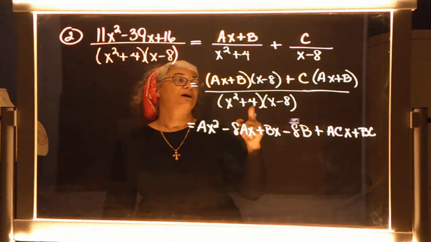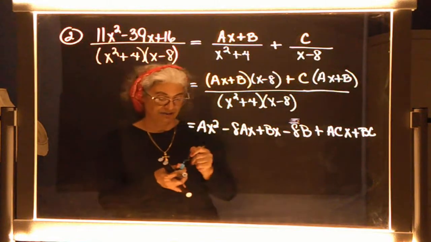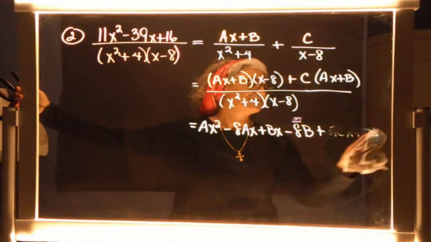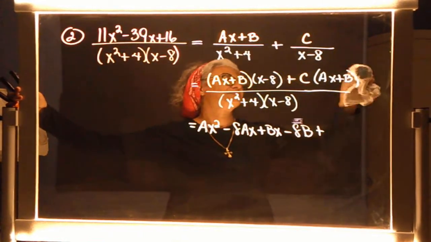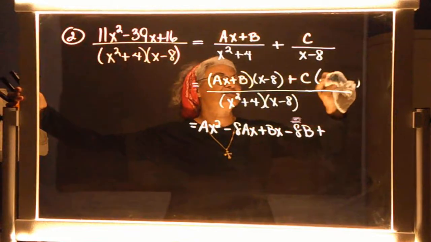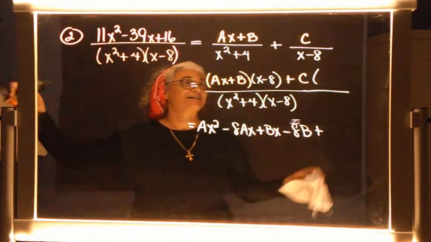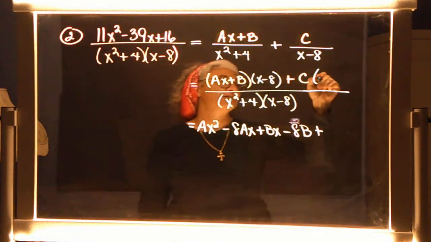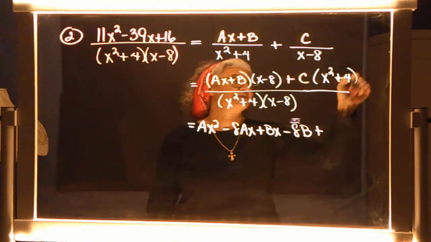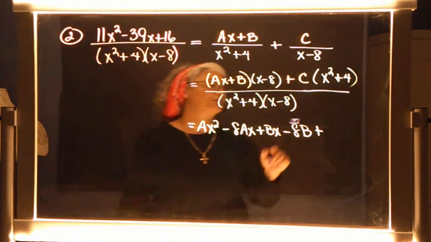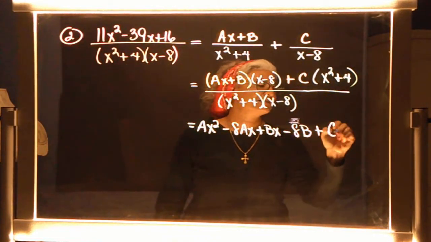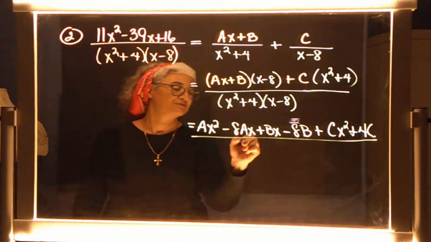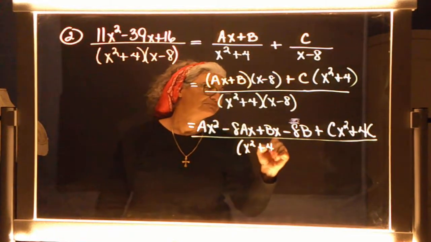So far, so good? Oh, you know what? You guys didn't catch it. I knew this was looking funny over here. Some of you did, though, didn't you? The second denominator wasn't multiplied by ax plus b. What was it multiplied by? Yeah, x squared plus 4. Silly me. Aha! Gratefully we caught it. Okay, so cx squared plus 4c. Okay, much better, all over this denominator.